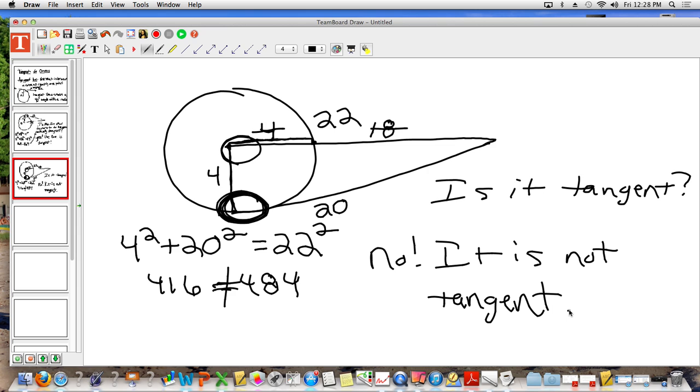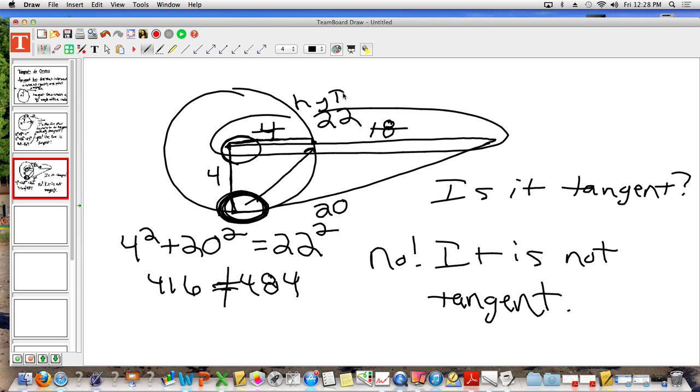Which one would be the hypotenuse? The hypotenuse is going to be this one right up here, this 22. Here's your right angle, so the hypotenuse has to be across from your right angle. So this side right here is your hypotenuse. Okay? And this picture is very deceiving, wouldn't you agree?